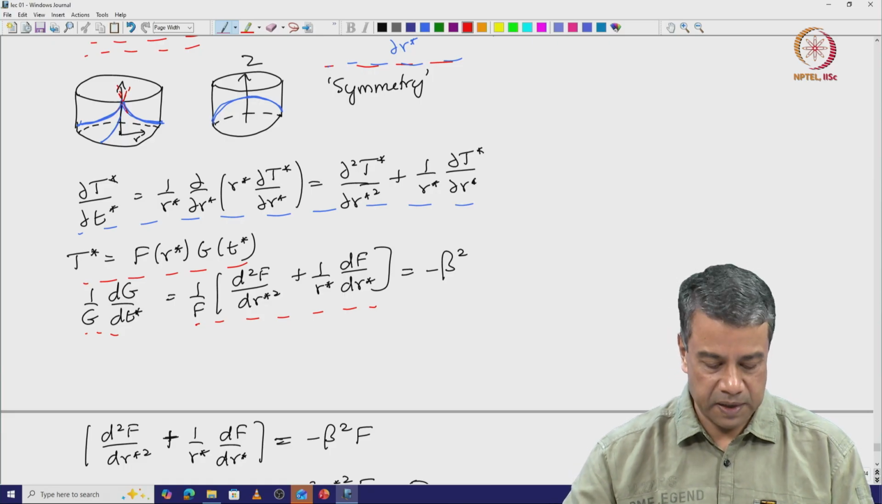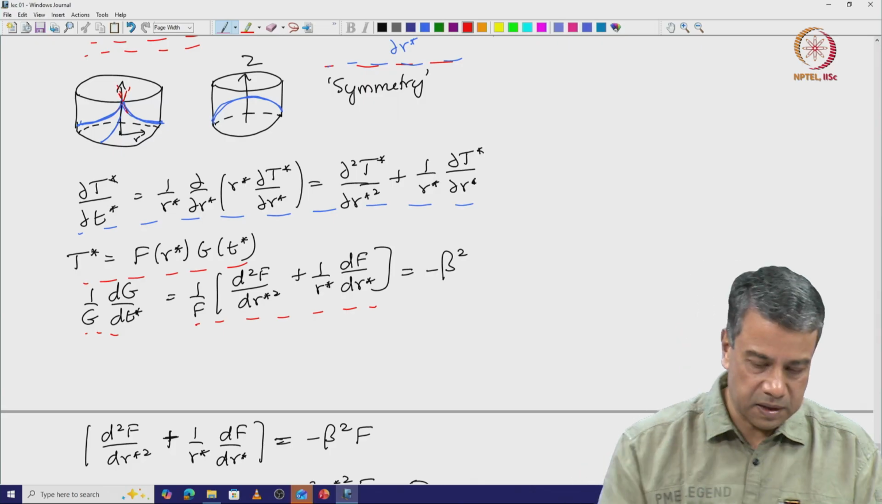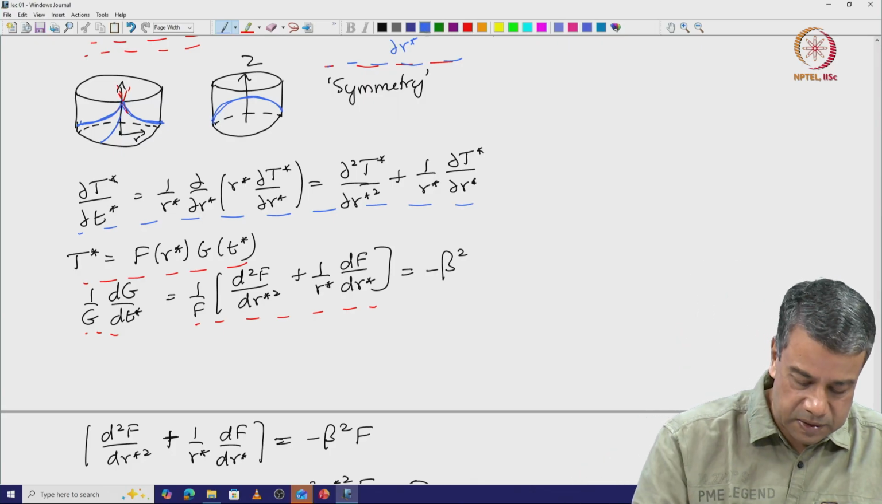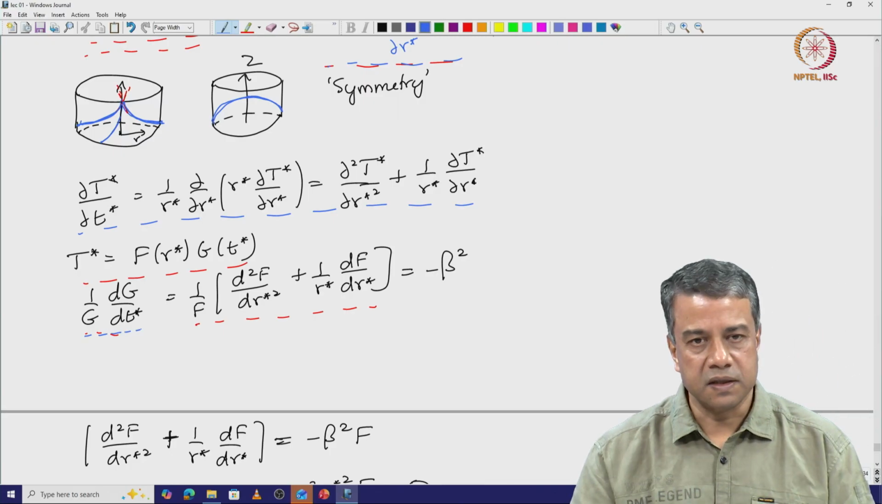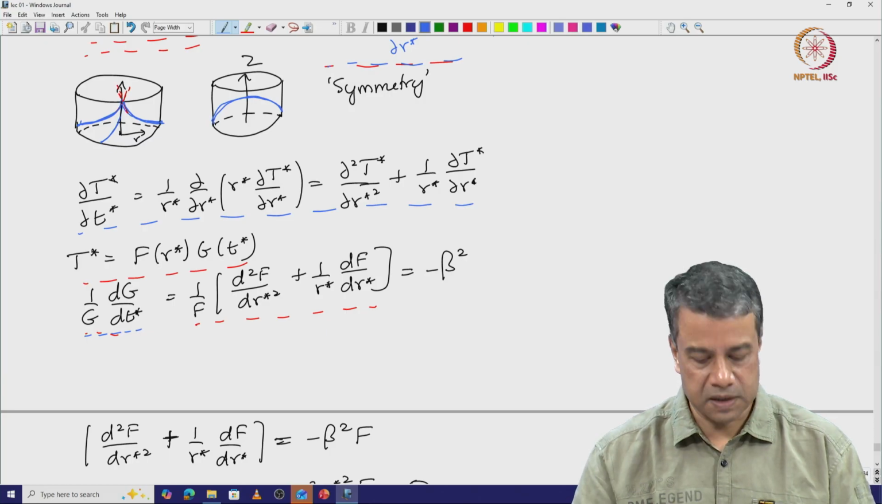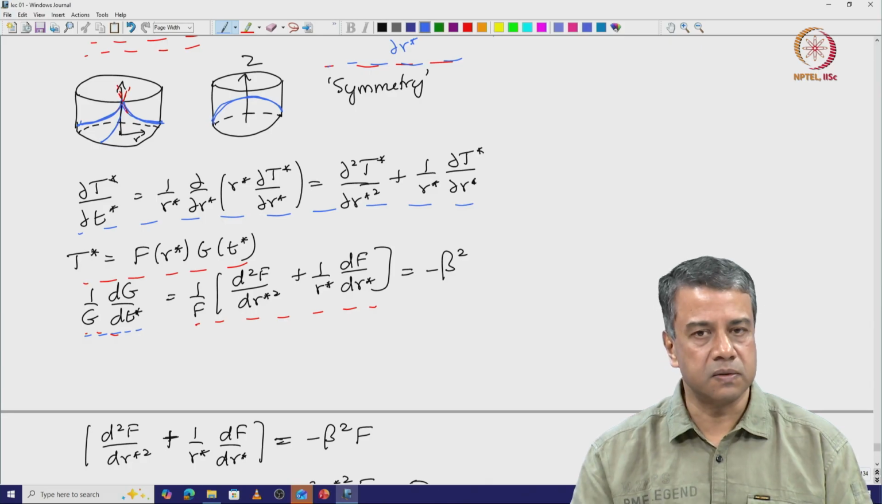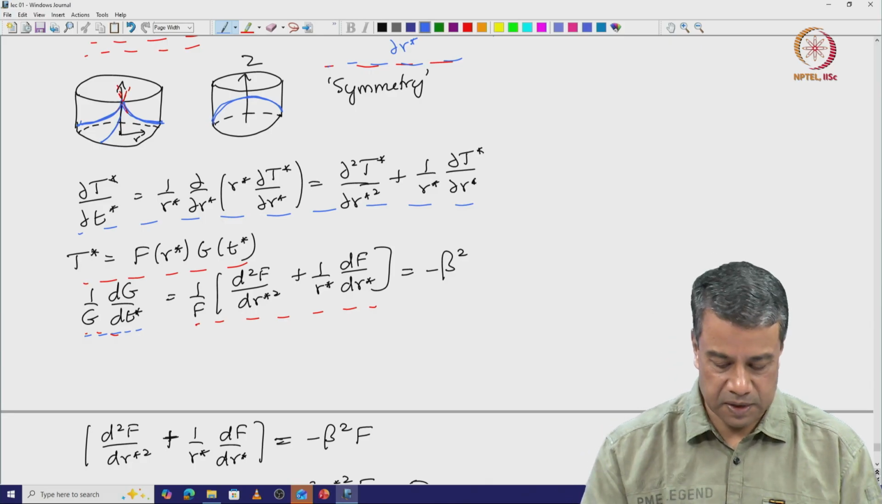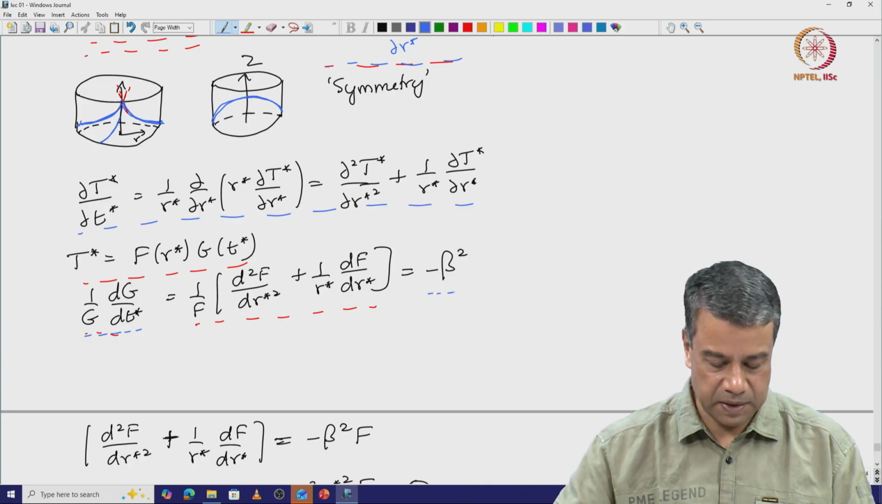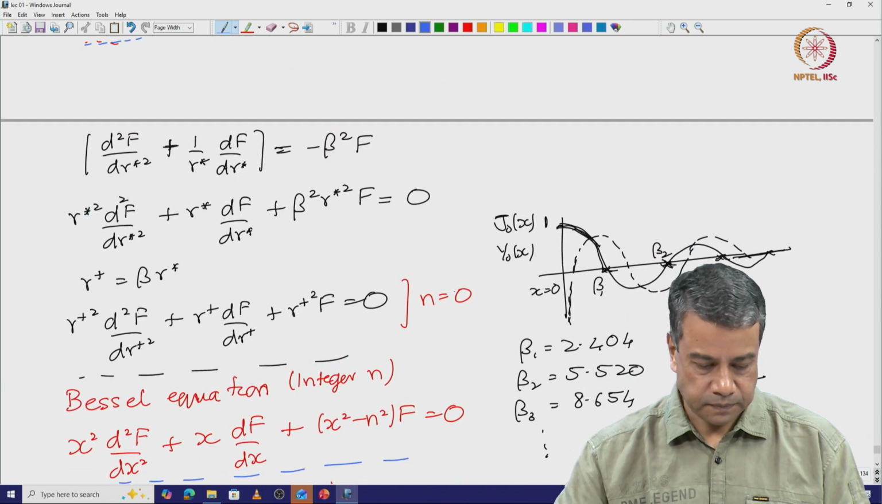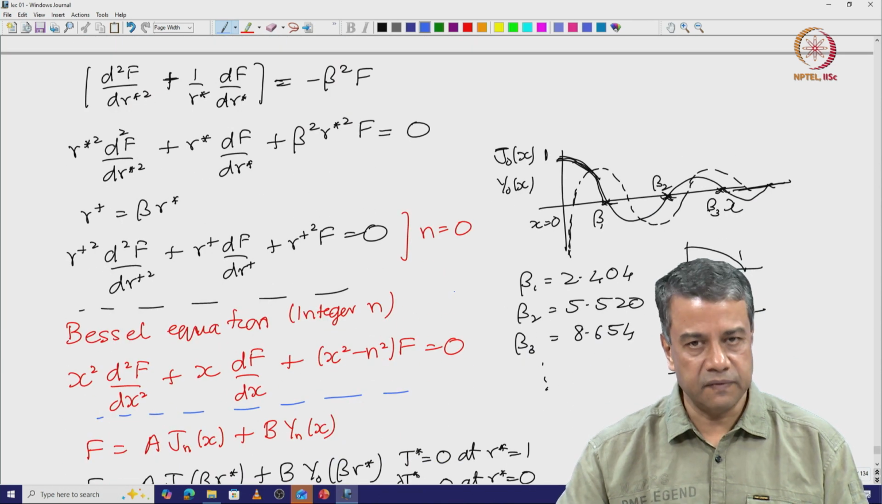That constant has to be negative because you require that for this function g, which is a function of time, this function g has to decrease exponentially as time progresses, which means that this constant has to be negative. So, we were solving this constant.